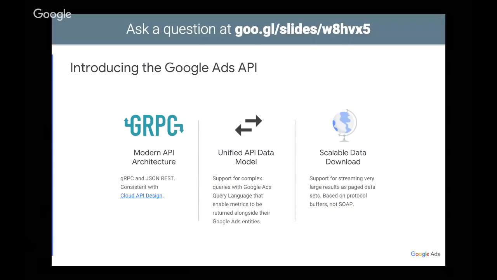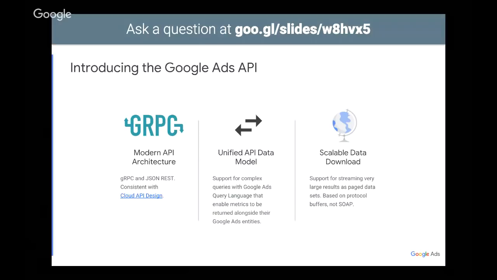So why is that? What does it look like underneath the hood? The first major thing is the modern API architecture. The new Google Ads API is based on both gRPC and JSON REST. How can it be both at the same time? Well, that's interesting. We're going to get to that in a slide. We have two separate facades and endpoints to the same underlying API. You can either use gRPC or JSON REST. You can interact with the API in both ways. And this is also consistent with our Cloud API design doc. Like I said, it puts it in the same class of API as a lot of our other Google APIs that are out there in the cloud environment.